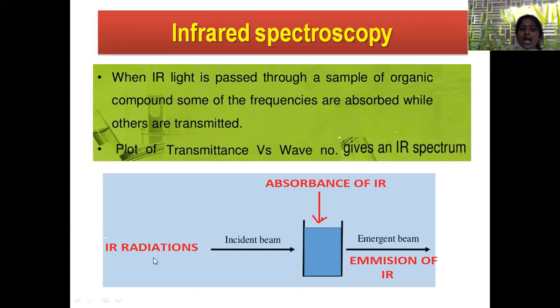When the IR radiation of the incident beam falls on the compound, which is the sample, some amount of IR radiation is absorbed by the compound and the emergent beam of light comes out. Obviously, the emergent beam intensity will be lesser compared to the incident beam of radiation, because some amount of radiation is absorbed by the sample. This absorption mainly depends upon its concentration. The greater the concentration, the greater the decrease in the intensity of the incident radiation.